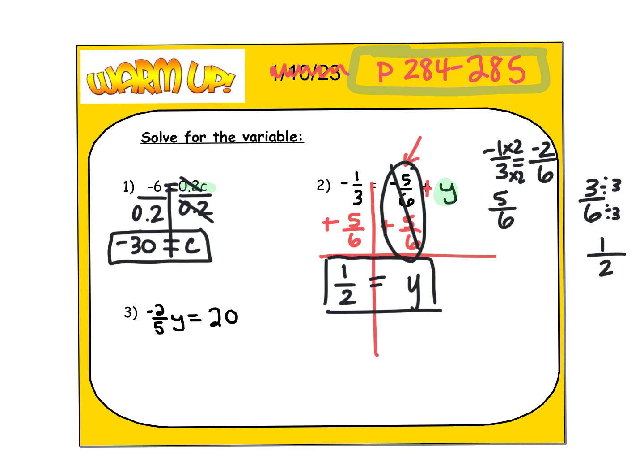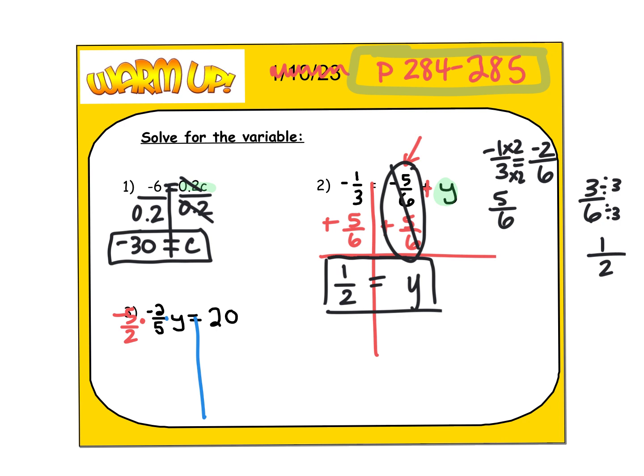All right, so let's do one more. Again, please find some space to do this one. Okay, so again, you want to get the y by itself. So if you read this, it says negative 2/5 times y equals 20. So the opposite of timesing is dividing. So you could just divide, or we learned yesterday, if you want to get rid of that fraction, you can actually multiply by the reciprocal. So I can actually multiply by negative 5 over 2.